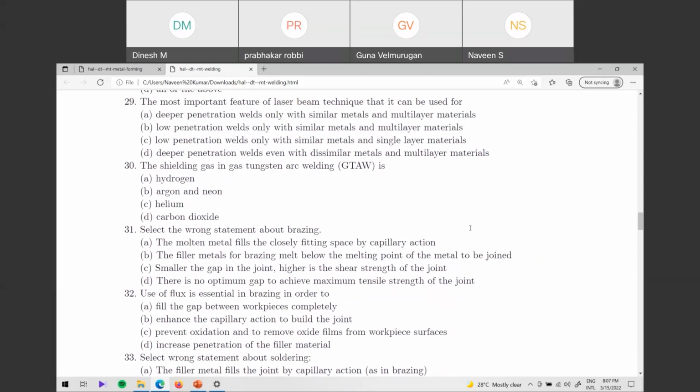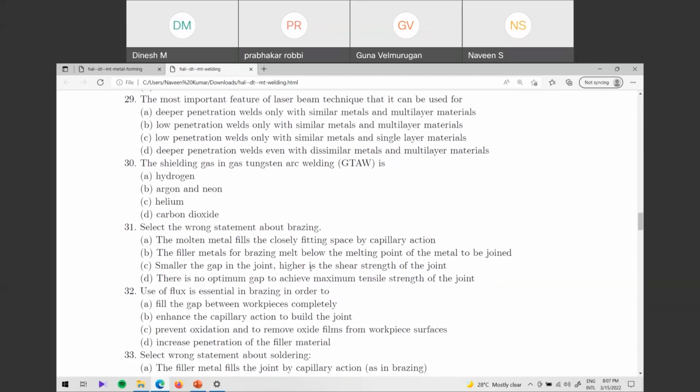There will be an optimum gap for the tensile strength. Smaller gap is good for shear, bigger gap is good for tension. But there is an optimum gap. You can't keep on increasing it. Because if you don't have an optimum gap, will the capillary action come into the picture? Right or wrong? So if you want proper capillary action, you have to have an optimum gap. Here they are saying there is no optimum gap. There is an optimum gap. So the answer is D. Clear?